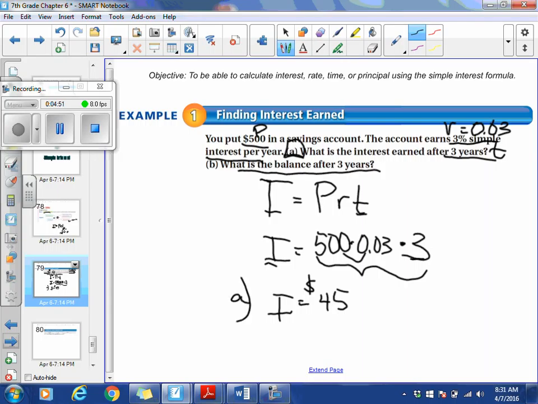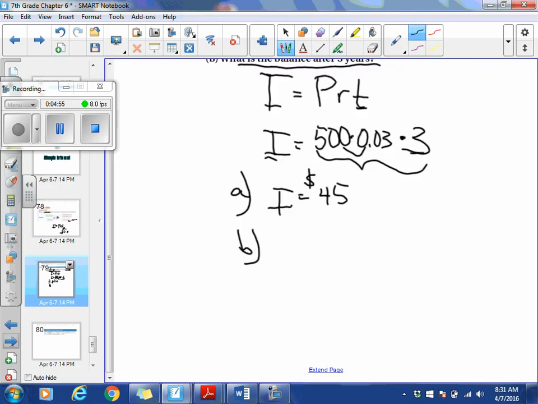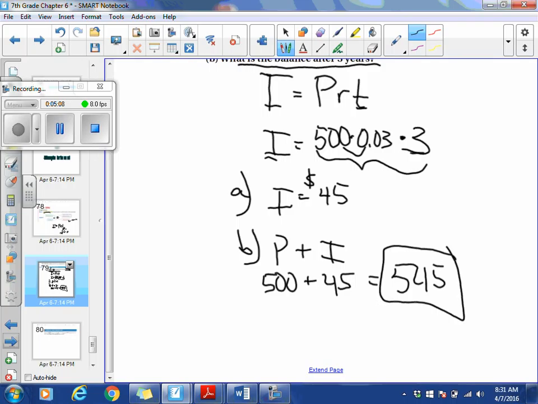Part B says, what is the balance after 3 years? So total, what's in your account? Well, what's in your account is the principal plus the interest. So you originally deposited $500. You earned an extra $45 for keeping it there. So when you go back after 3 years and you expect to take out your $500, it's really going to be $545. So interest can be a very good thing if you're getting paid interest because you have money in the bank.